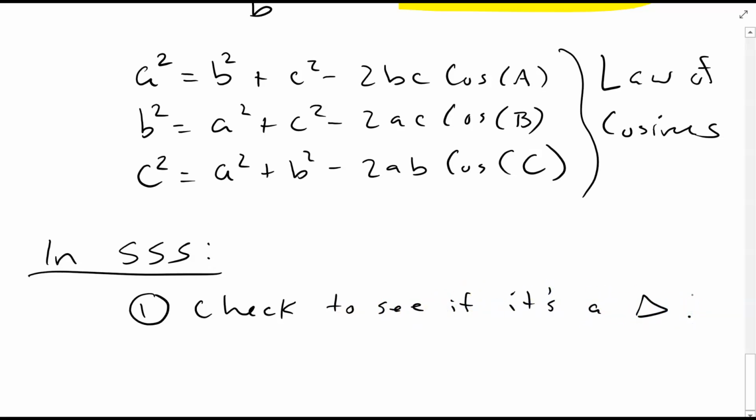First thing we need to do is check to see if those three side lengths are even a feasible triangle. Does anybody remember the triangle inequality from geometry? The triangle inequality?